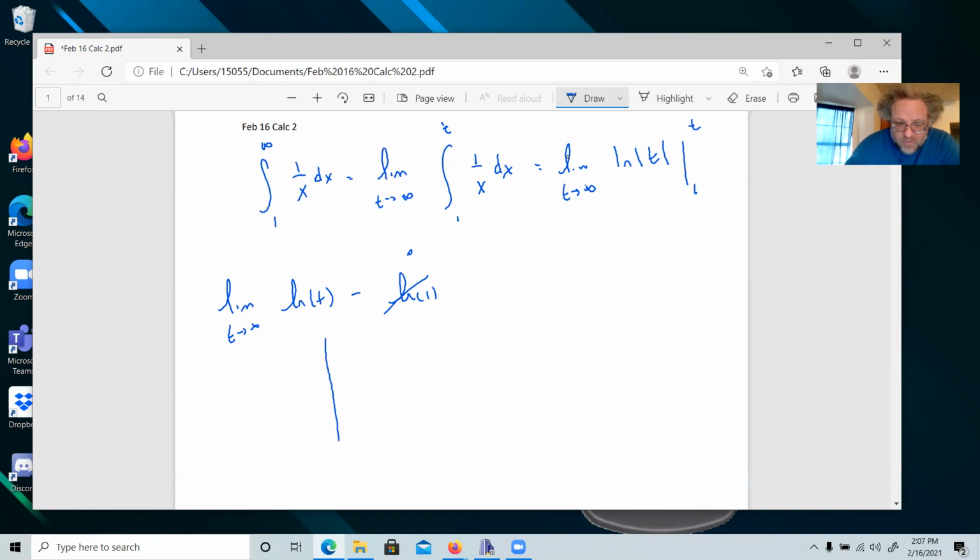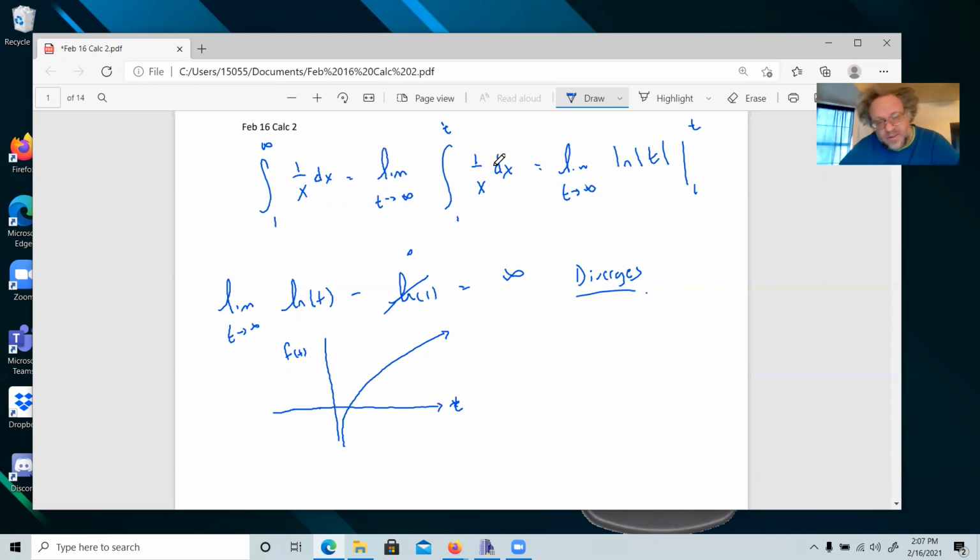And if we look at the graph for natural log of t, we can see that natural log of t goes up, up, and away, slowly, but it does go off to infinity. So this limit is infinity, and hence my integral diverges, doesn't go to a number. Okay, so that's a very famous case. We're going to revisit this one toward the end here.